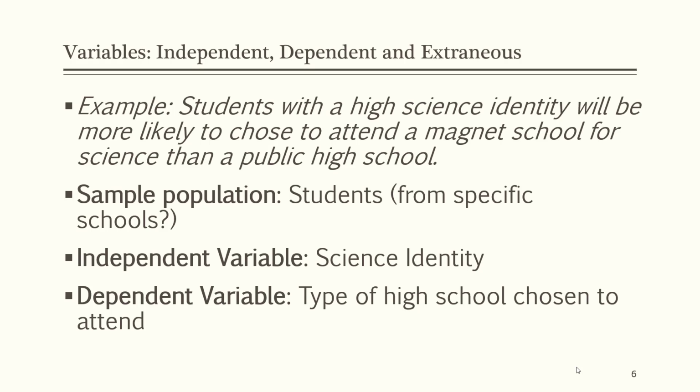But if now we say students with a high science identity will be more likely to choose to attend a magnet school for science than a public high school, our sample population stays the same, students. Our independent variable becomes science identity, and then their choice in high school. So what we're saying now is based on their level of science identity, it's going to influence what type of school they choose to attend. So this changes the independent and dependent variable depending on how the statement is written.